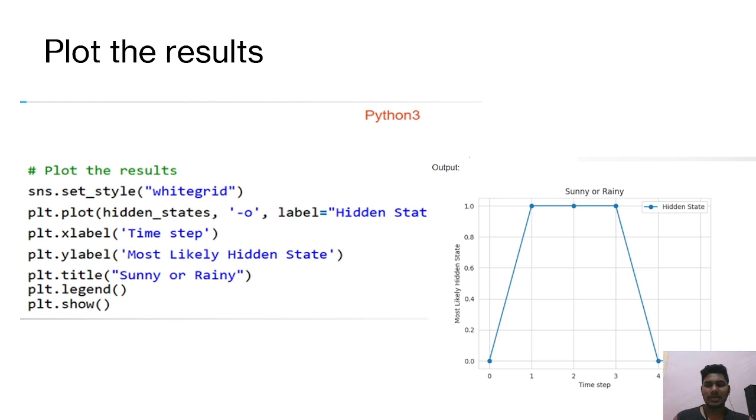As per the output here, in the graph we can see the x-axis as the timestamp and the y-axis as the most likely hidden state at each step, and so on.